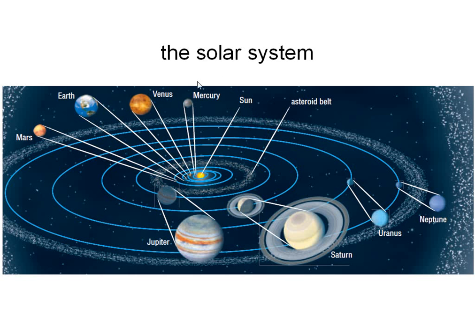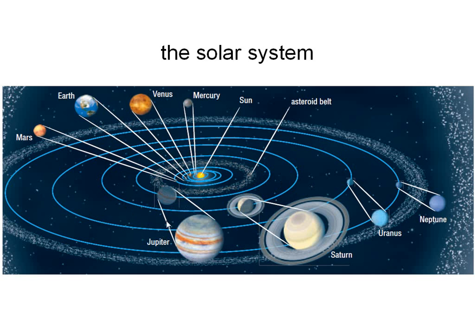And in this lecture, let's study the solar system. What is the solar system? The solar system consists of the sun and all the objects moving around it. The most important objects of the solar system are the sun and the 8 planets. And this is an overview of the sun and the 8 planets.